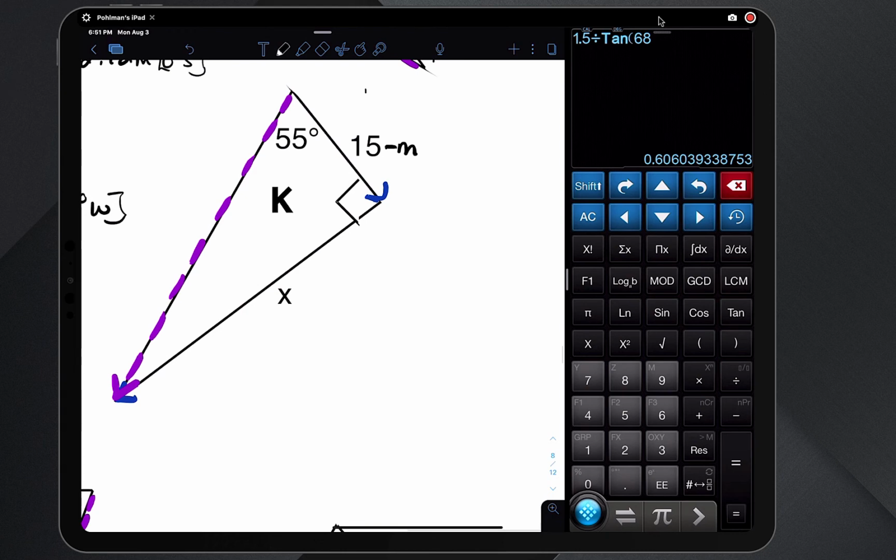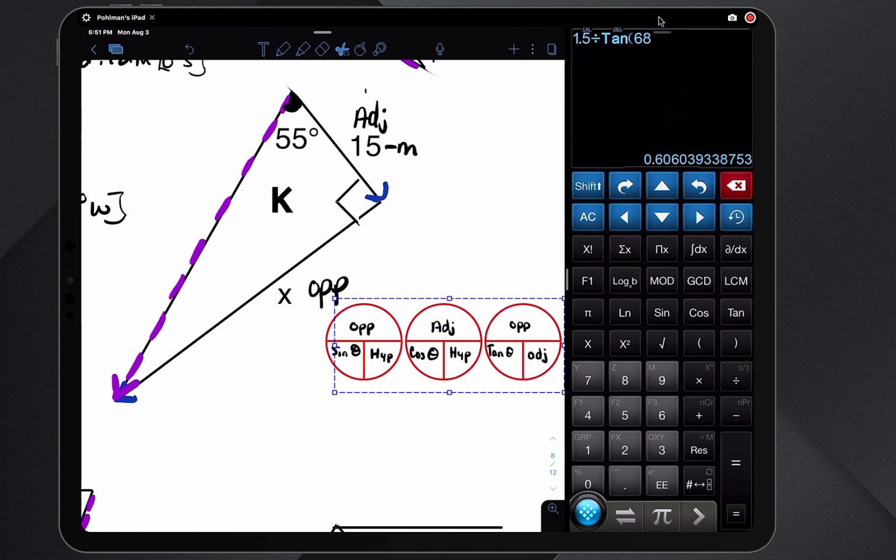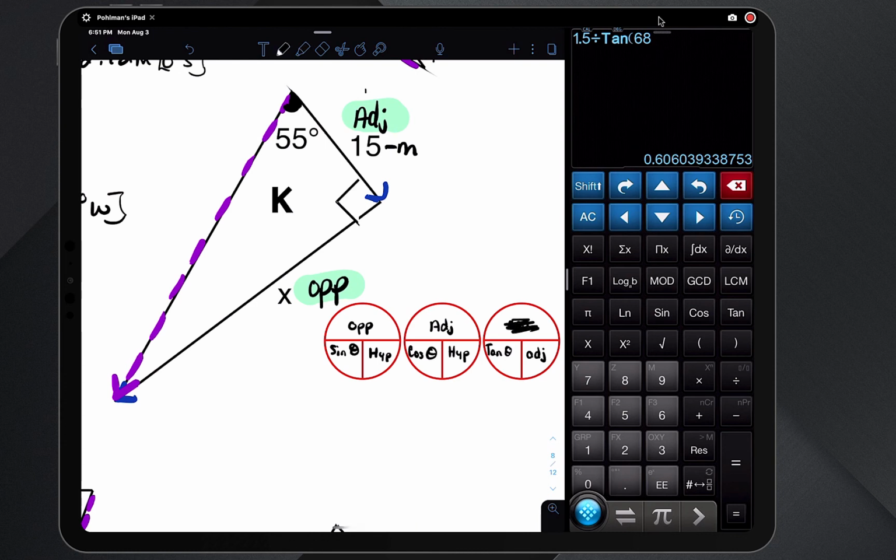Letter K, our angle is at the top up here. That means the x is the opposite side, the 15 is the adjacent side. Putting in our values now. I know that we have adjacent and opposite. That means I'm working with tangent. So the opposite side is what I'm trying to solve for, so I cover it up, and that means I have to multiply tangent 55 times our 15.